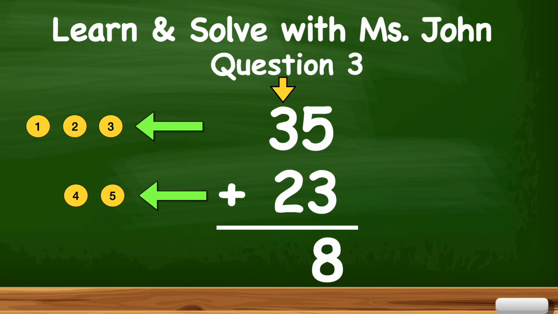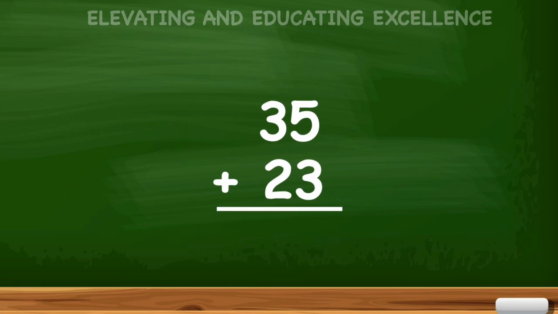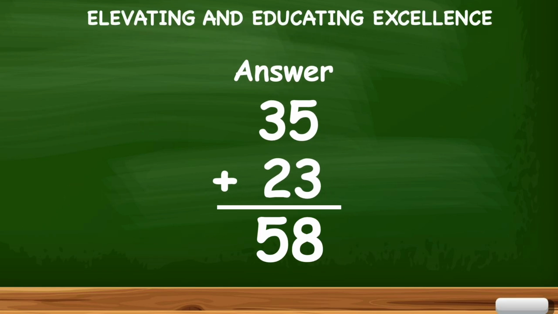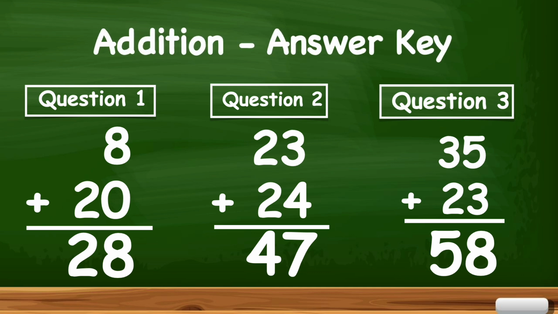3 plus 2 equals 5. Therefore, 35 plus 23 equals 58. Again, 35 plus 23 equals 58. Here's the answer key. If you got an answer wrong, use the timestamp to go back and check your solution.